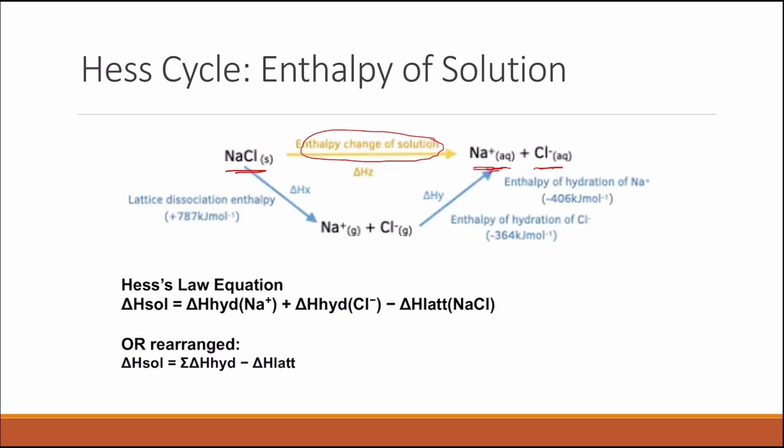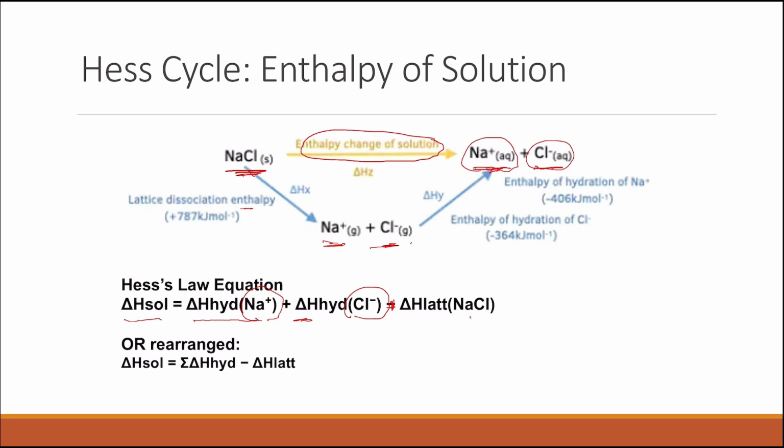You need to construct the Hess cycle using the lattice dissociation enthalpy, which is the formation of the gaseous ions from the solid, and then the enthalpy of hydration, which is the hydration of the gaseous ions to form the aqueous ions. As you can see from the direction of the arrows, these two in blue will be one route, and the one in yellow will be the opposite route. Now, route 1 will equal route 2, meaning the enthalpy of solution will equal the enthalpy of hydration of the sodium ion plus the enthalpy of hydration of the chloride ion plus the enthalpy of dissociation of the sodium chloride.